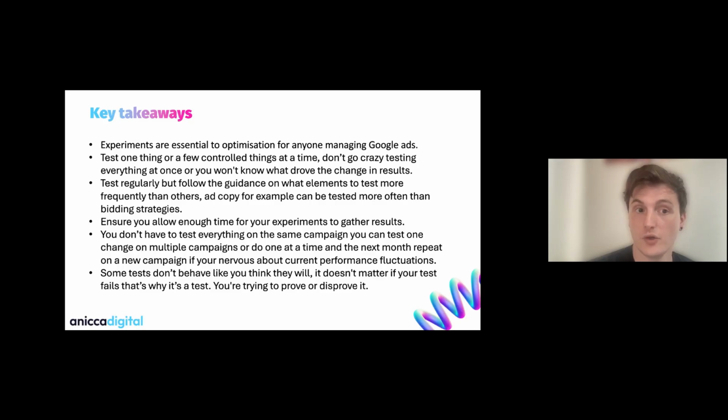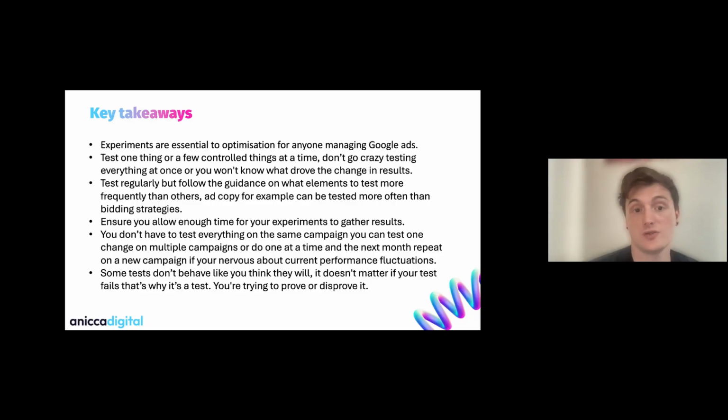Test regularly is the third key takeaway, but follow the guidelines on what elements to test more frequently than others. Ad copy, for example, can be tested a lot more often than bidding strategies can. If you start testing your bidding strategy every month, you're really just going to have your campaigns in a constant state of learning, which is not going to help your performance. Whereas ad copy, because there is so much of it, particularly on search campaigns, you're more than welcome to test that every month, because there are 2 or 3 or 4 headlines that are the worst performers every single week, and you can change them out. So just remember what to test and follow that guidance.